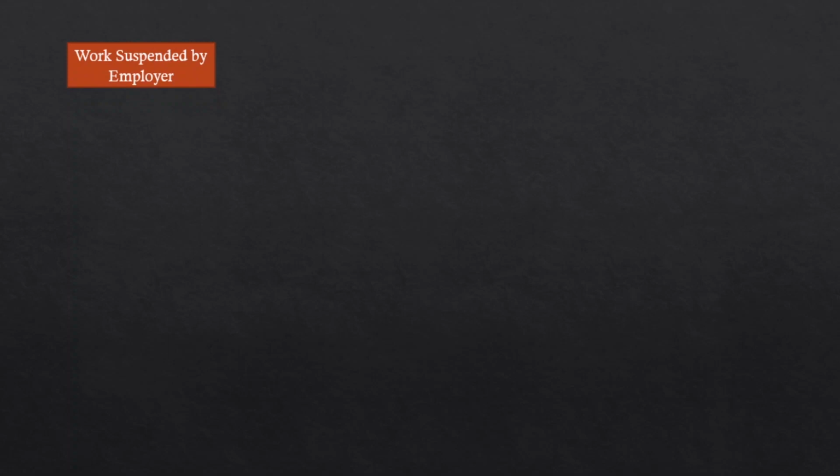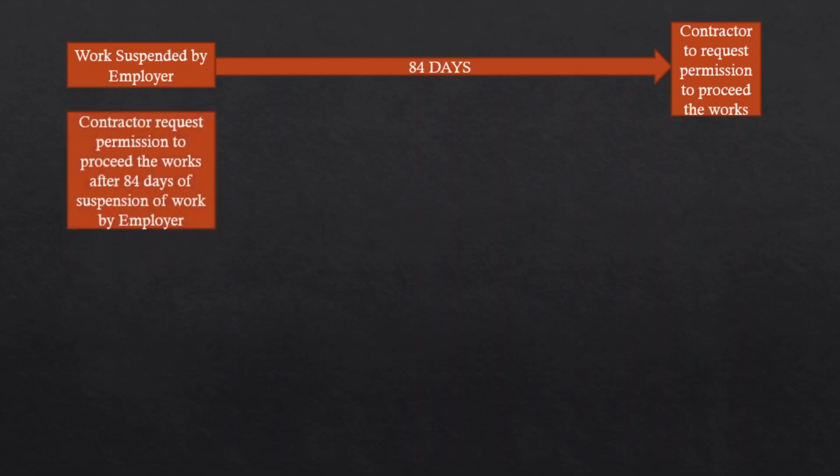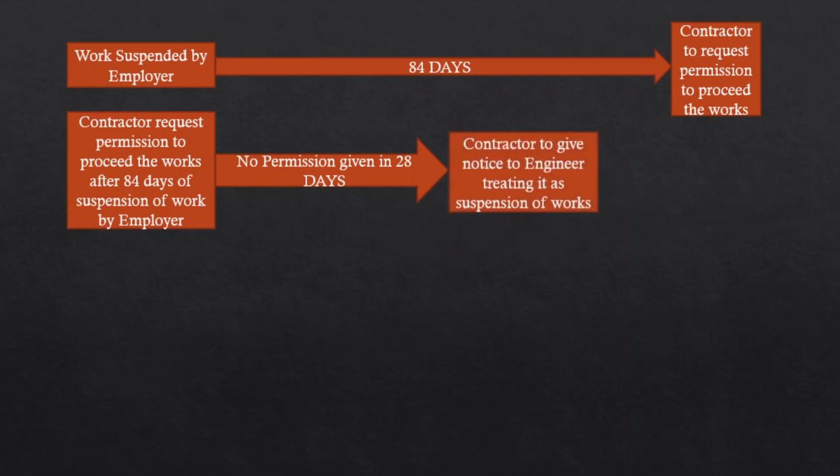Now, when the work gets suspended by the employer, after 84 days the contractor can request permission. They can give notice asking permission to continue the work. After the contractor requests this permission to proceed after 84 days of suspension, if the employer doesn't respond within 28 days, the contractor can treat this as suspension of work. So the contractor can give a notice telling that the work has been suspended, we are suspending the work.